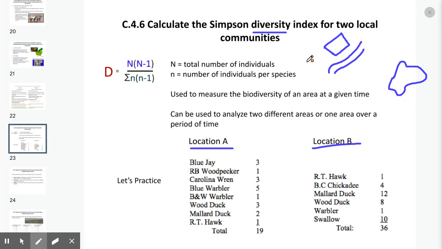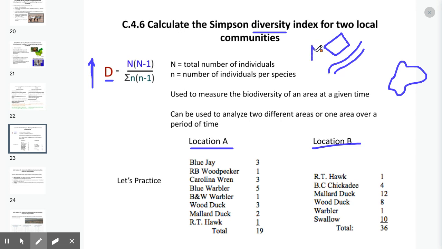Biodiversity is talking about the health of an ecosystem or an environment, because there are many different types of species. The higher the biodiversity, represented by the letter D, the healthier the ecosystem or environment is. So we're looking for a higher number for this D, which is the diversity index. All right, Mr. Fleming, what are you talking about? How do we calculate it?